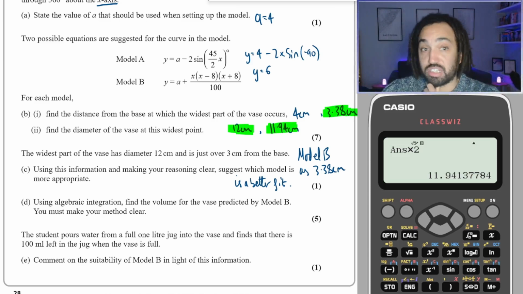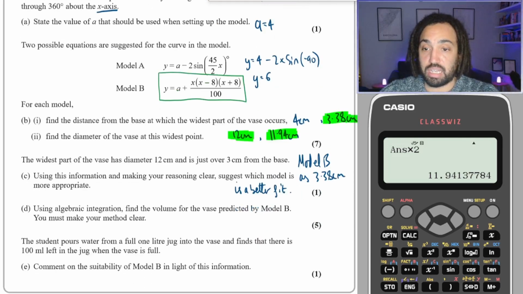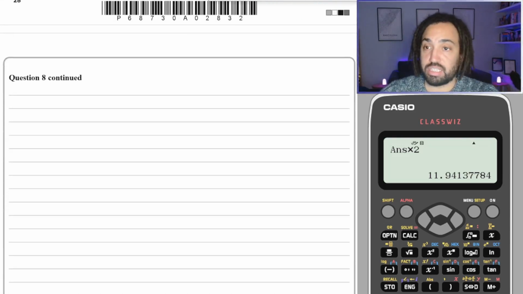And the fact that their diameters are pretty much the same. Okay, now we need to use algebraic integration to find the volume of the vase using model B. So what that means is we're going to take this as our Y formula, and we're going to do the volumes of revolution formula around the x-axis, and I'm going to do that down here. Need a lot of space for this.